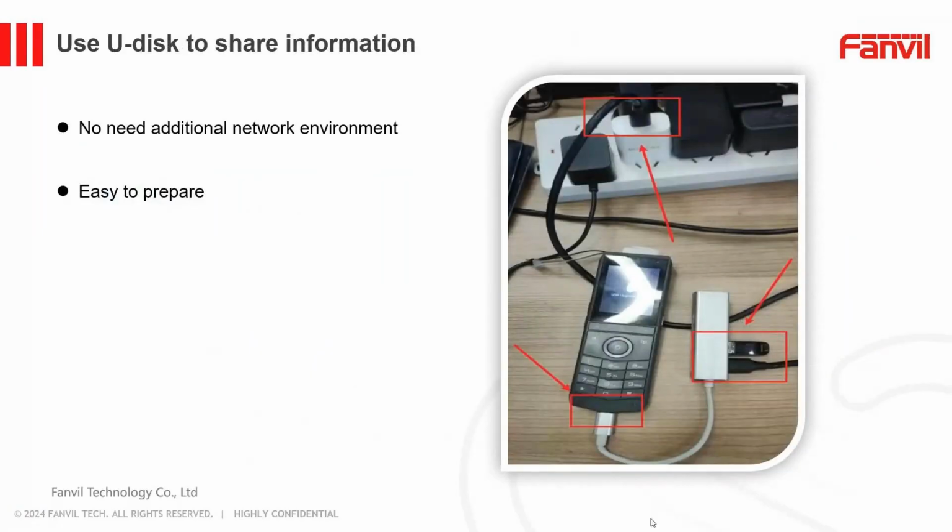The third method that we have is the U-disk option. That is, if you cannot use your router or modify the Wi-Fi on your network, you can use the U-disk feature to add the Wi-Fi settings to your phone, and it is an easy task to perform and easy to prepare.